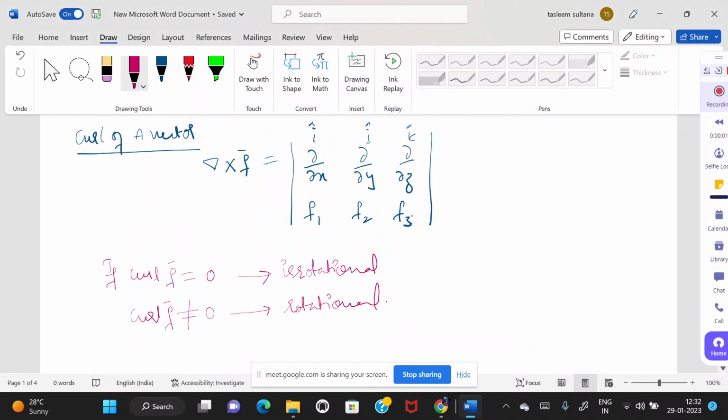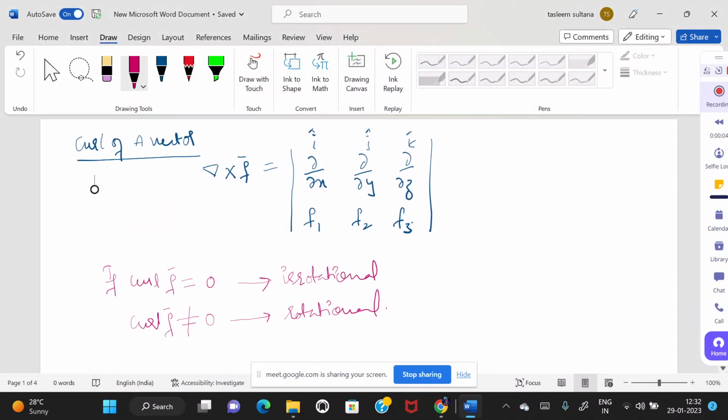See, if you are getting curl F vector, where curl F vector equals nabla cross F vector, it's equal to the determinant with i vector, j vector, k vector, dou by dou x, dou by dou y, dou by dou z, F1, F2, F3. You know how to write this one, and you know how to find the determinant also. If this determinant comes out equal to 0, then that is known as an irrotational vector. If curl F vector is not equal to 0, that is known as a rotational vector. Shall we see one problem?